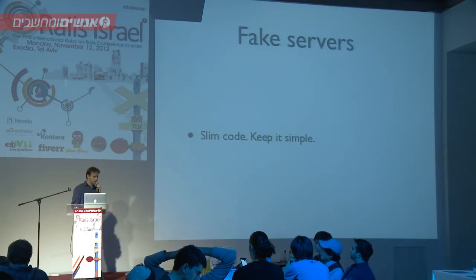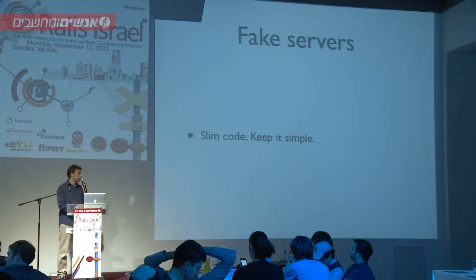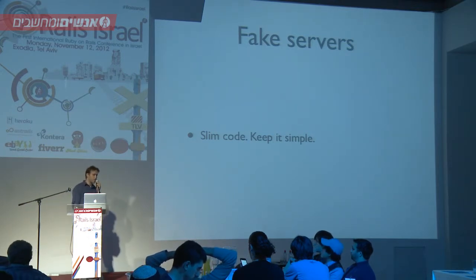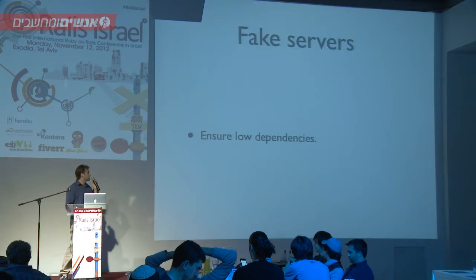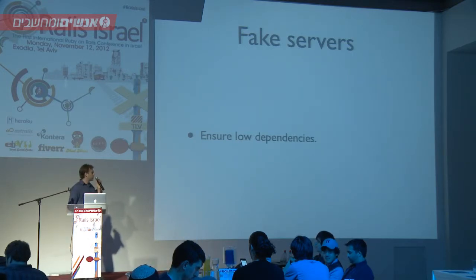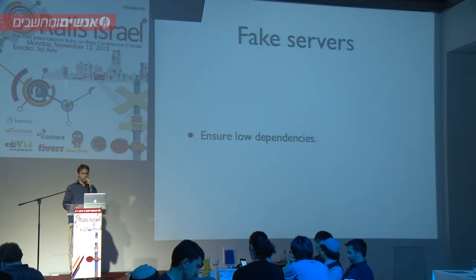We want it to be as slim as possible. We want the code to be really slim. Also, something I didn't mention in that slide is that it would be useful to use Sinatra for something like a fake server, because we want it to be really simple, with low dependencies. Sinatra is a perfect use case for that. We want it to be in memory, zippy fast, and ensure low dependencies so that we can include it in other projects that use that fake server with no apparent hassle.